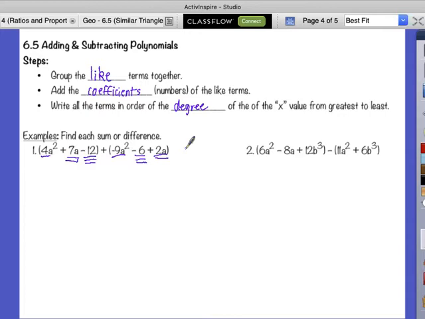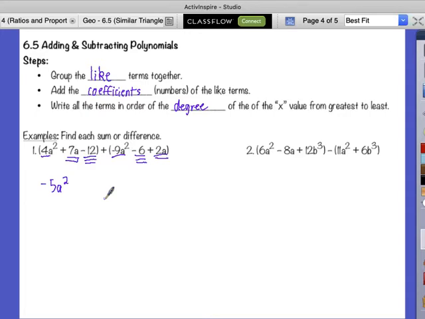Now we're going to add the coefficients of the like terms, step 2 here. Okay, so 4a squared plus negative 9a squared, one underline and one underline. What is 4 plus negative 9? Negative 5. We have negative 5a squared. We keep the variable and the exponent the same. That does not change.